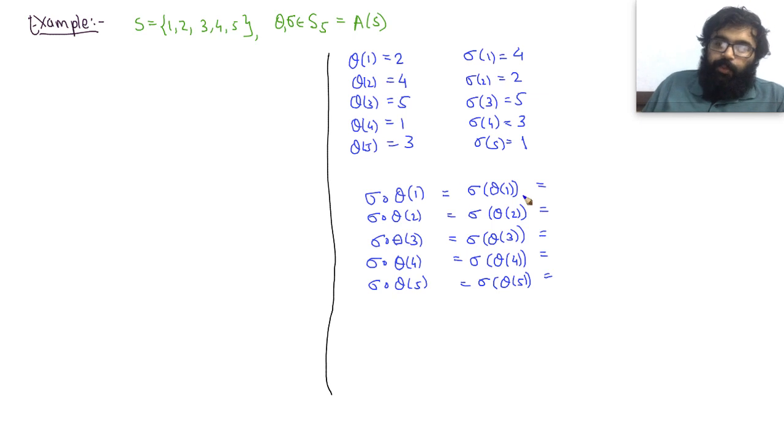Anyway, so let us compute this. Sigma composition theta of 1. So theta of 1 is 2. So this is sigma of 2. And sigma of 2 is 2. So this is 2. Sigma composition theta of 2. So theta of 2 is 4. This is sigma of 4. Sigma of 4 is what? Sigma of 4 is 3.